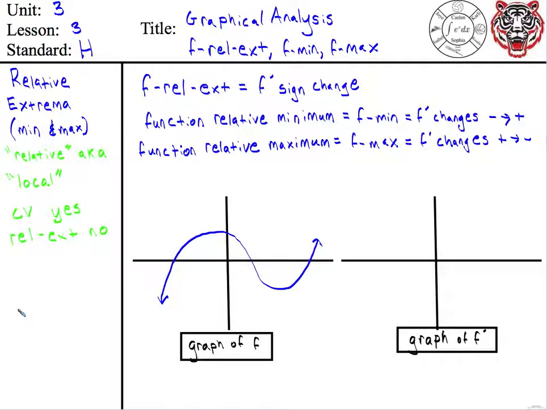Side note, I can have a graph that looks like this. I have a slope of 0. That means I have a CV, a critical value. But I don't have a relative extrema. Why? Because there's no max or min.